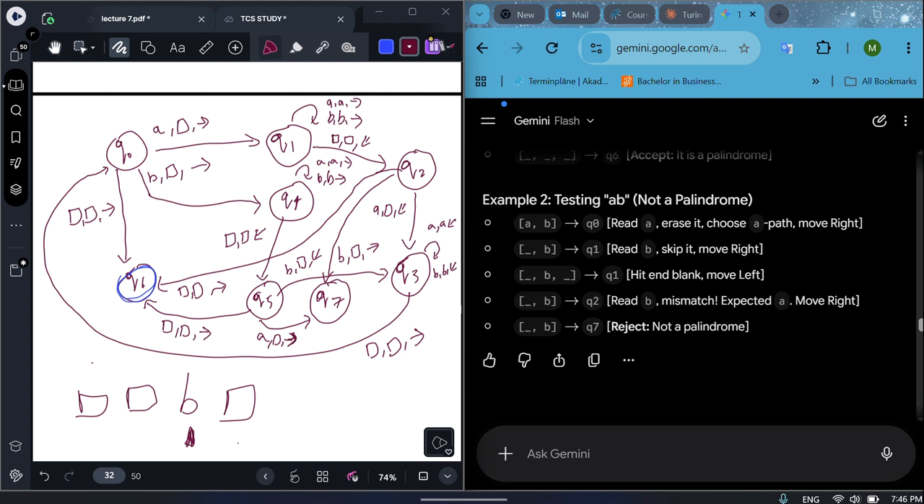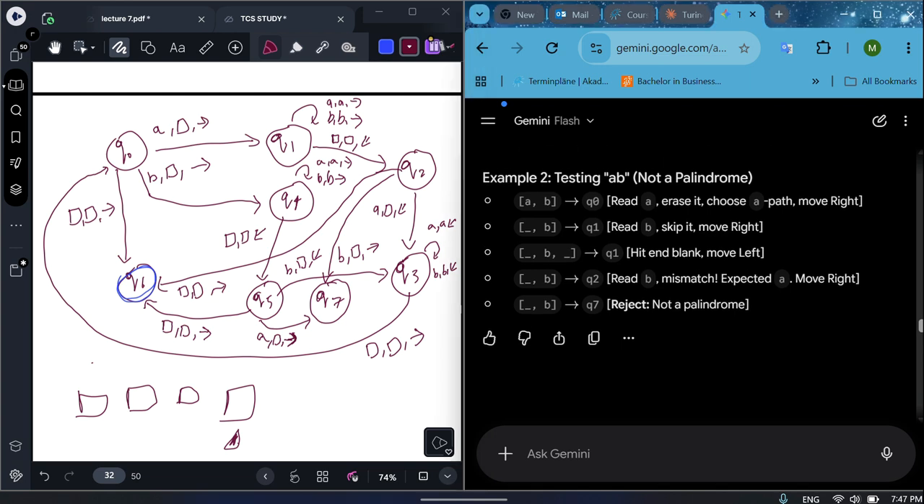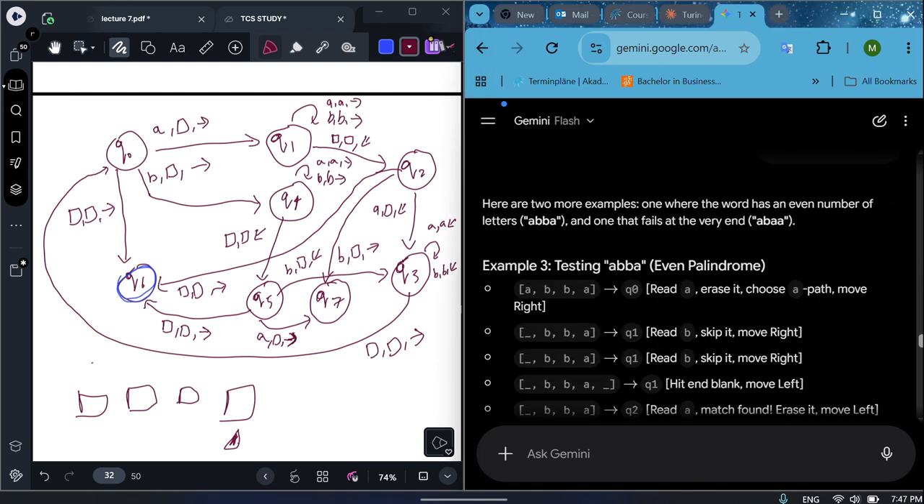And in Q2, it says there's B, right? If you read a B, it's a mismatch. It's not the same as it started with. It's a B. So if it's a B, just like this, you can see on Q2, we have a rule that says if you read a B, make it a blank and go right, but also go to Q7, which is a non-accepting state. So we make it a blank and we go right, and then we don't accept it. It's a mismatch. And in Q7, it's a rejected state, rejected word.